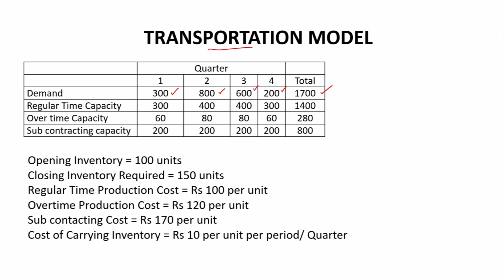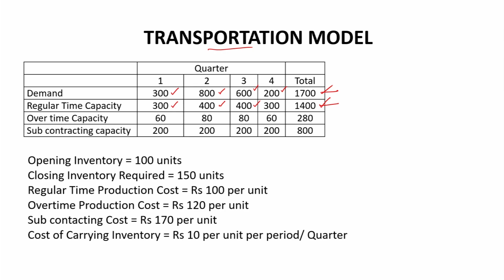Then the regular time capacity: you have 300 units of regular capacity in quarter 1, 400 units in quarter 2, and so on. The total regular capacity is 1400 units. Obviously, the regular time capacity is lesser than the demand, so I have to look at some other capacities also.